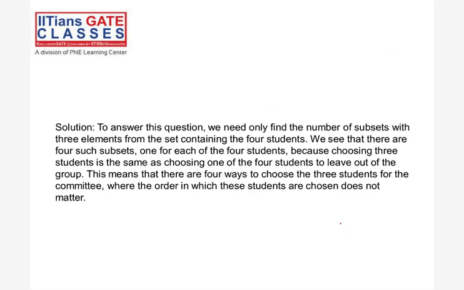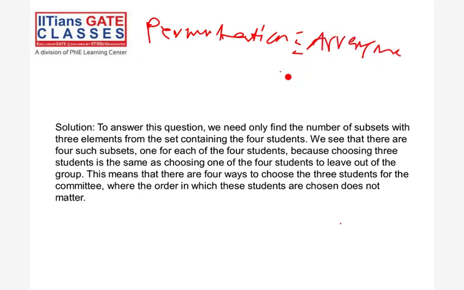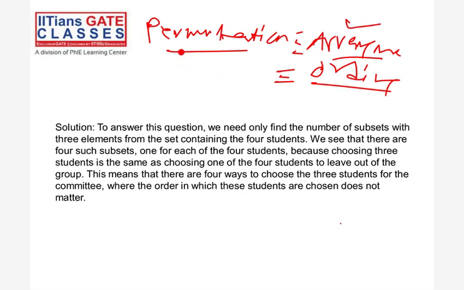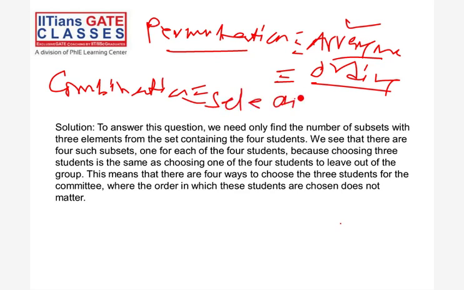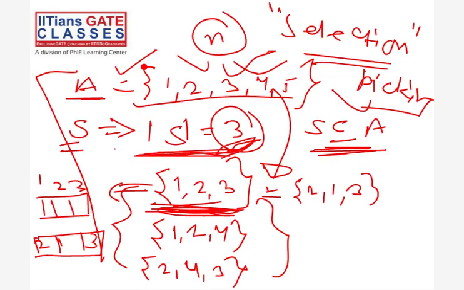Basically what I'm saying is that permutation is similar to arrangements, and arrangements is similar to ordering. In all these things, order matters: permutation, arrangement, ordering. And what do we mean by combination? Combination means selection. Here, order does not matter. The only thing that matters is which elements you have picked.